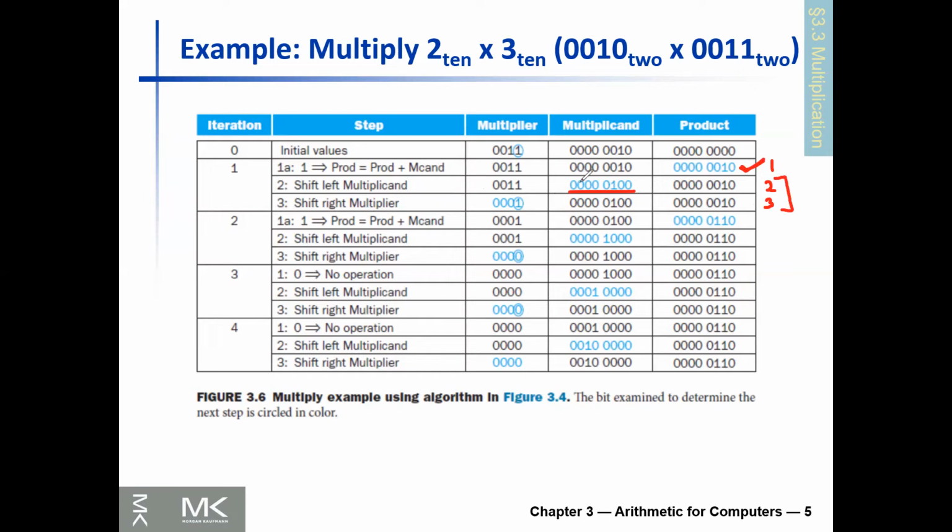Shifting of the multiplicand left side or the multiplier right side, we can do in parallel. If we can do it in parallel, we can optimize the operation. Otherwise, you can see how many cycles are required, because each iteration requires 3 steps. That means we have to spend 4 multiplied by 3, 12 clock cycles, just to multiply a 4-bit number.